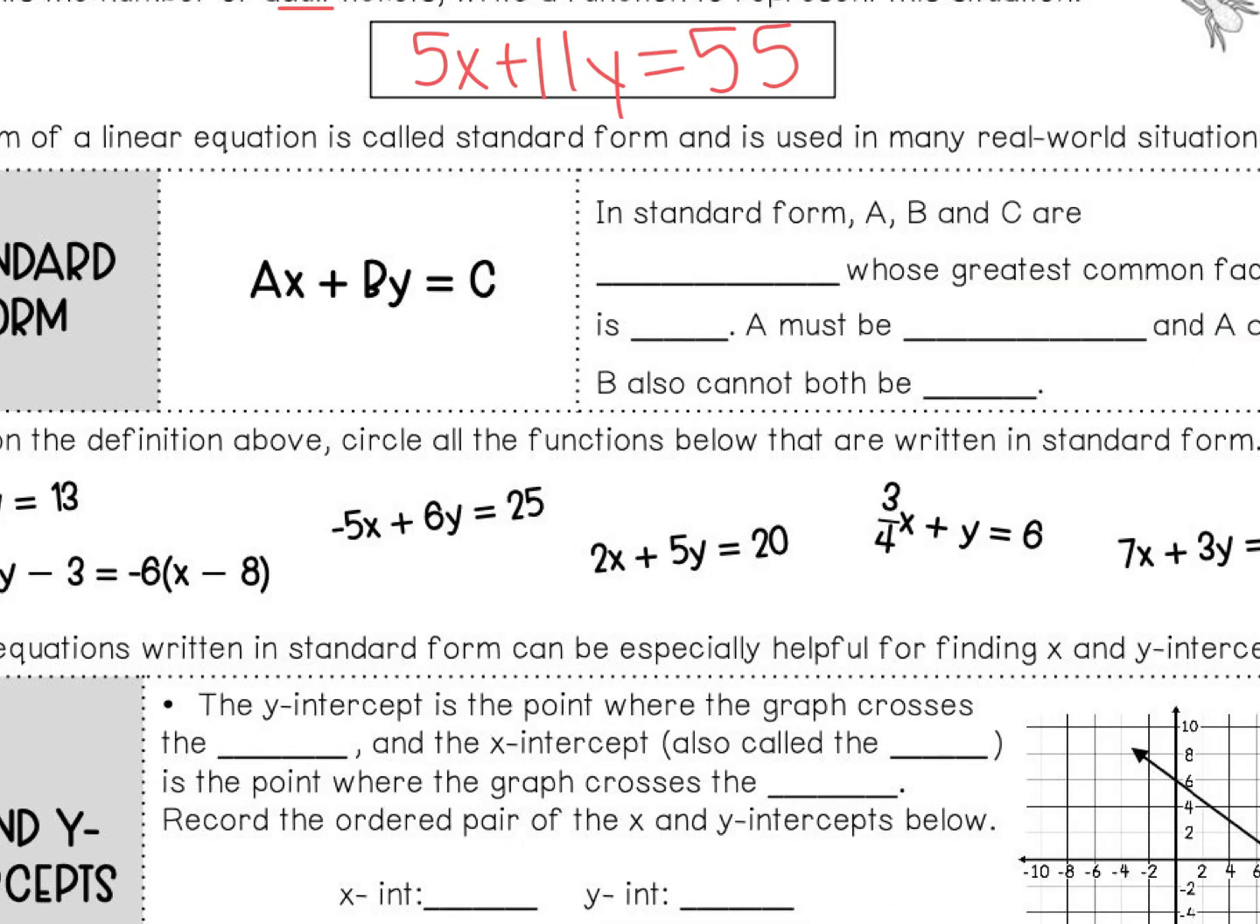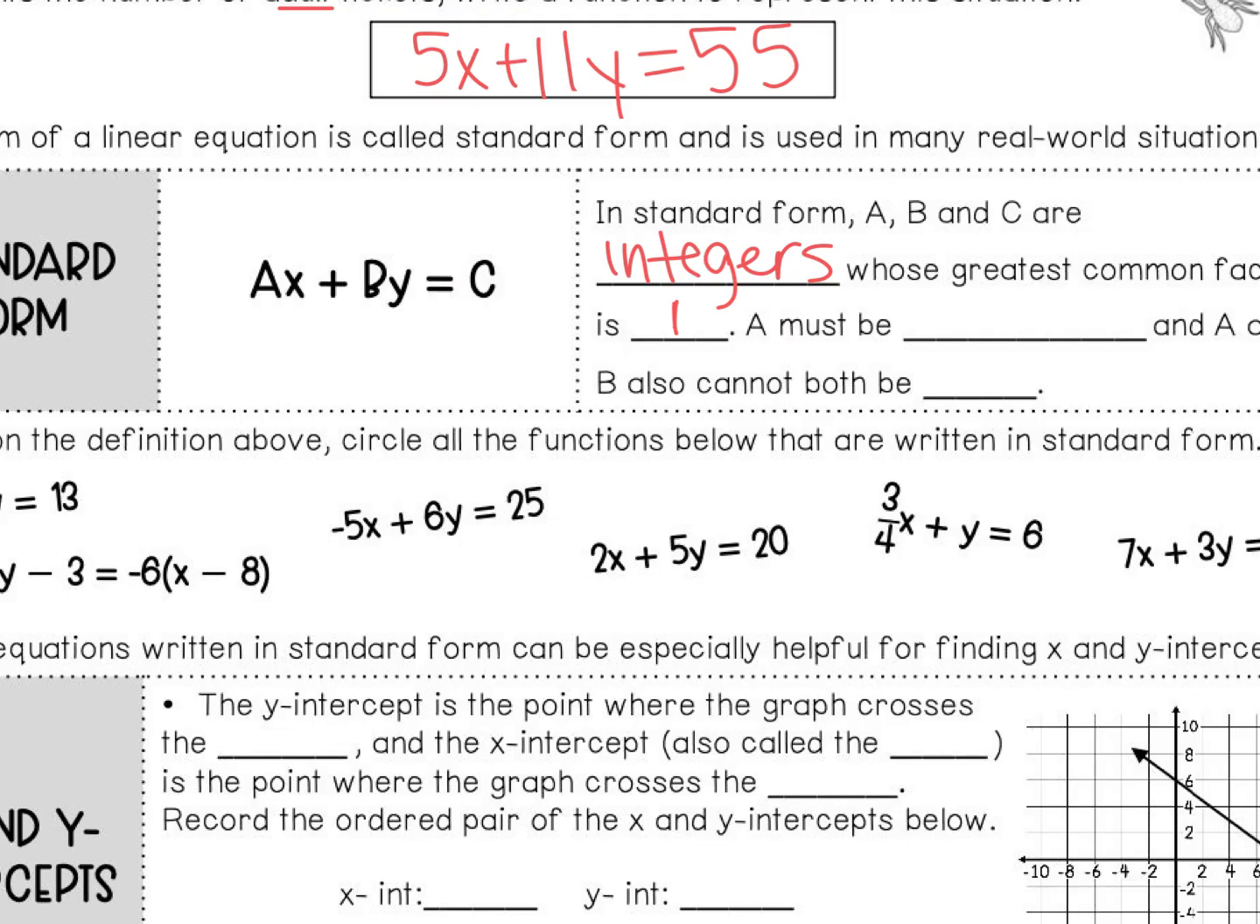There are some very special rules for standard form. So there's your format again. In standard form, A, B, and C are numbers. They're integers, right? They could be positive or negative. Whole numbers. That's the key. Whose greatest common factor is 1, meaning they cannot be simplified. If it was 2, 4, and 6, we could simplify all of those by 2. Okay, so on the one above it, 5, 11, and 55, they don't have any factors in common. That is simplified as much as it can be.